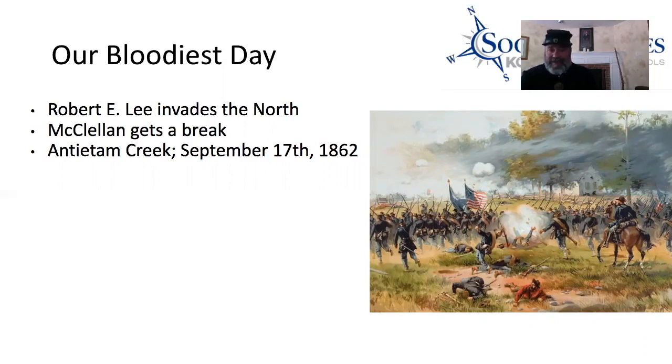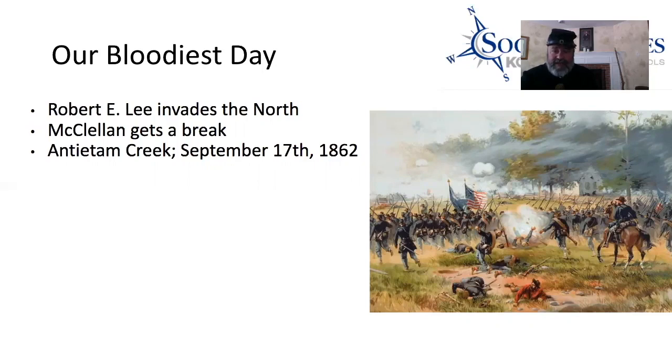is notorious for being overcautious. He's the kind of guy that he's really good at creating an army, but he just doesn't want to use it. He's always afraid that the enemy has twice as many men as he does, and so he's a very cautious man. McClellan is ordered to find Lee and destroy him.